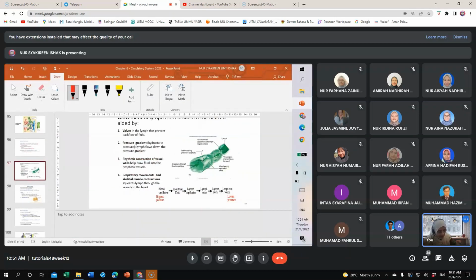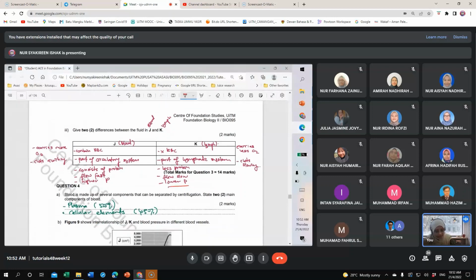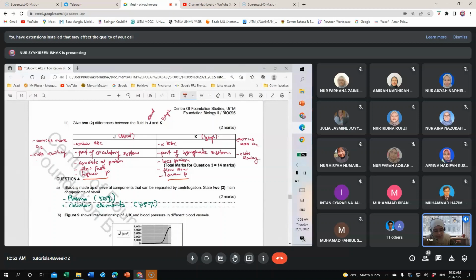Okay, so from the highest to the lowest. Once it forms the lymph in the lymphatic system, the flow of the lymph will be slow, with low pressure. Lower pressure in the lymph, higher pressure in the blood. So kalau blood, it clots quickly, tapi kalau lymph, it clots slowly.